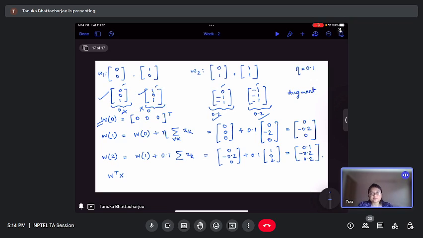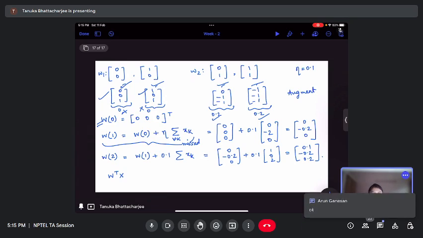So how do you update? This is your update equation. Here you sum up only those X k's which are misclassified, which are missed. Here all 4 are missed. You just sum up all these 4 feature vectors. What you get is 0 minus 2 0. That is how we ended up with 0 minus 2 0. Is that clear to you, Arun? Oh, fine. Similarly, you do the next iteration.